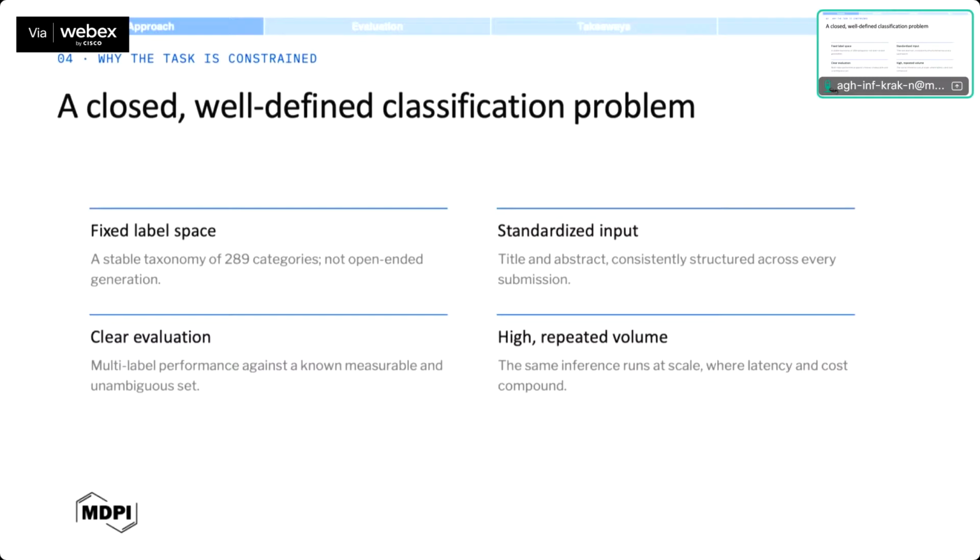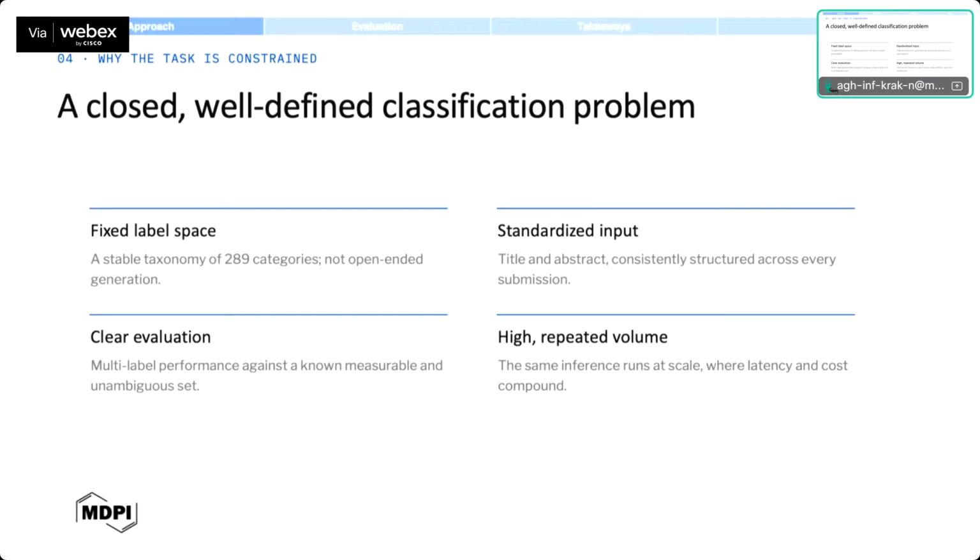We have a standardized input. So we are using, as I said, title and abstract. And title and abstract across manuscripts always have similar sizes. There is a clear evaluation because it's a classification model. We can use pretty standard and objective evaluation metrics like precision and recall. So assessing and comparing different approaches is very objective and very metric-driven, let's say.